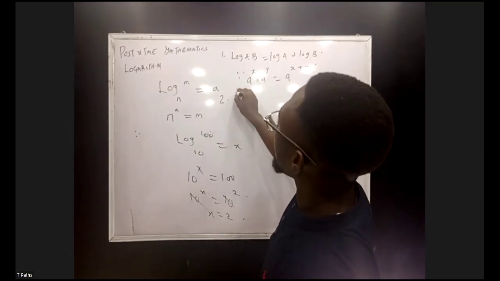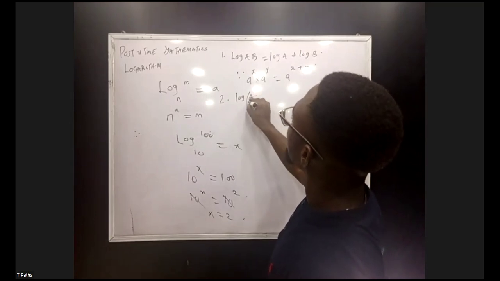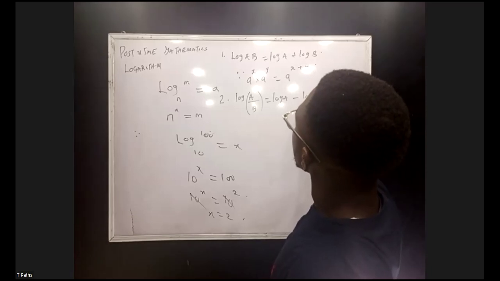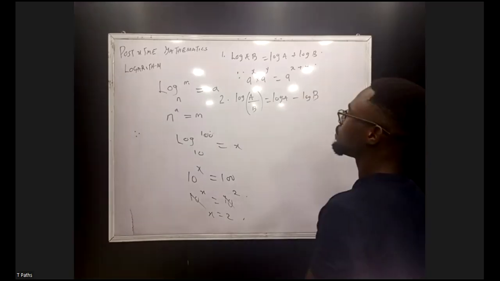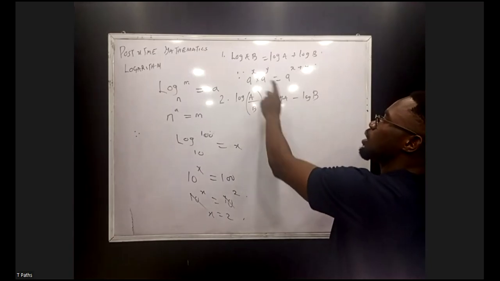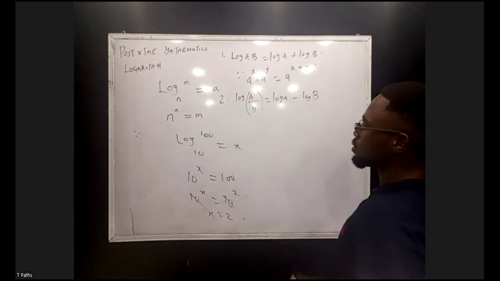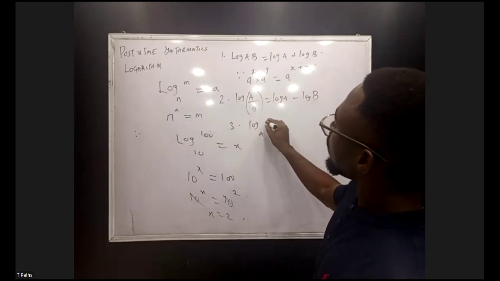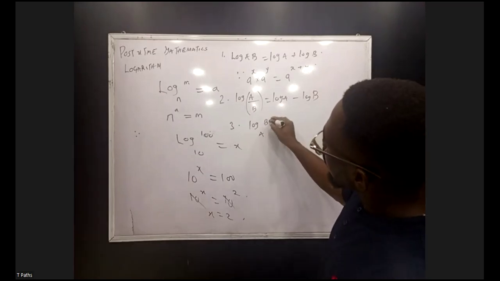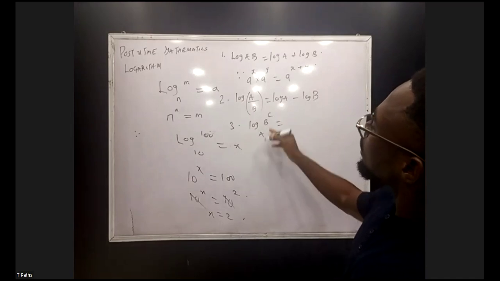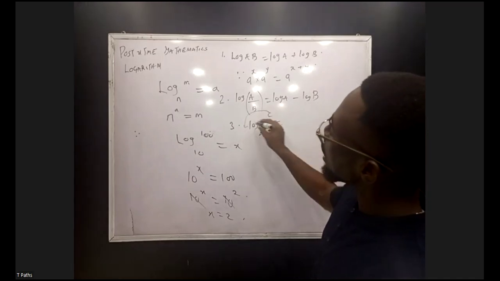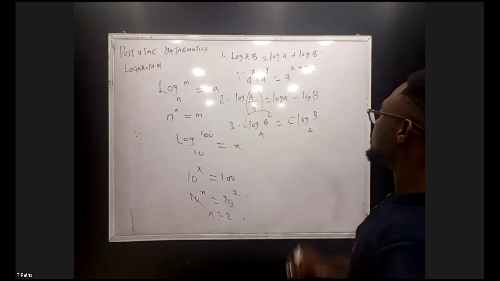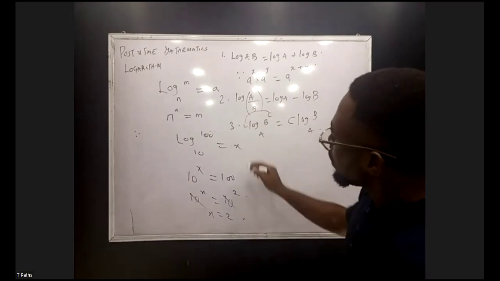Another thing is that the logarithm of A divided by B will give me logarithm of A minus logarithm of B. So division will turn to minus. Multiplication will turn to plus. Rule number 3: the logarithm of A to base B, where that number is raised to a particular power C. The rule says that this C must come down. When that C comes down, it will be C multiplied by the logarithm of B to base A. Rule number 4.